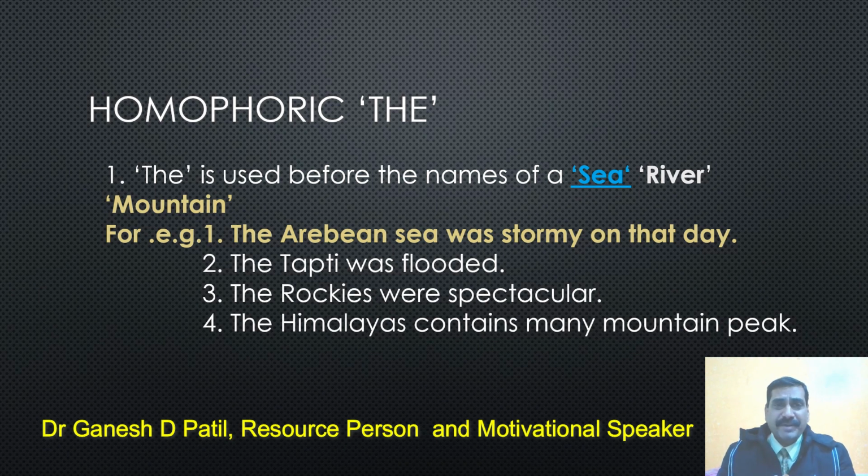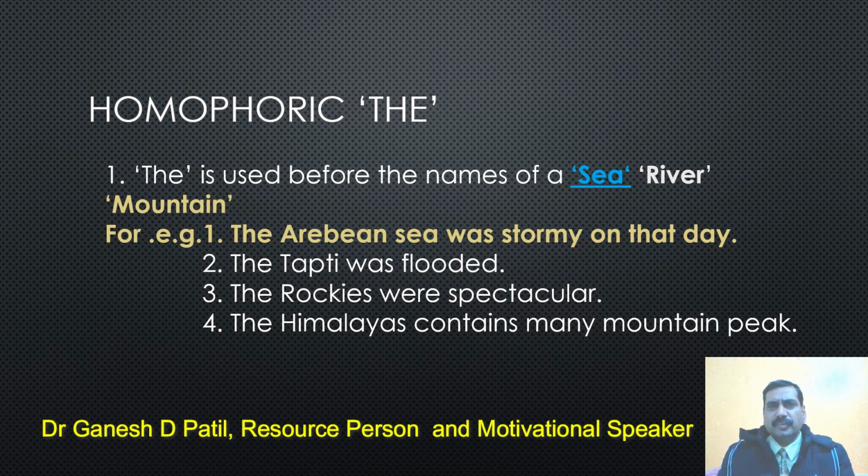Let's see the homophoric use of the definite article the. The article the is used before the names of unique things in the world. The names of planets, rivers, celestial bodies, mountains take the before them. The sun, the moon, the Mars, the Jupiter, the Earth, the Tapti, the Ganges, the Ganga, the Kosi, the Gandak, the Brahmaputra, the Himalayas. Before the names of mountains, rivers, planets, stars, the article the is used.